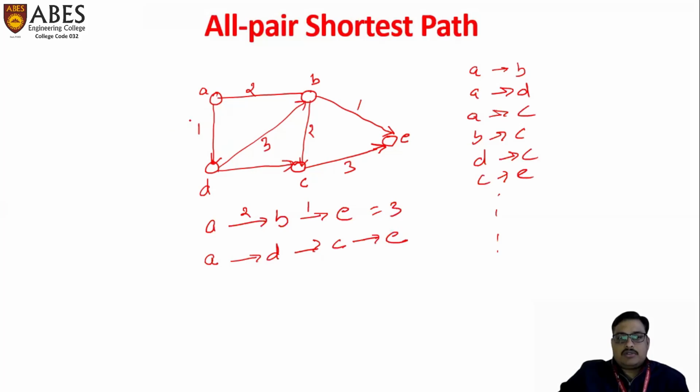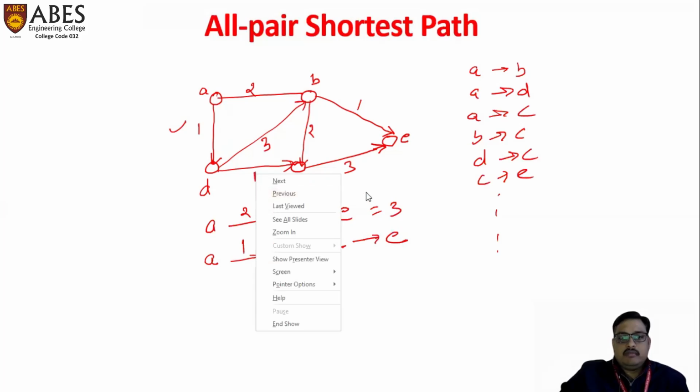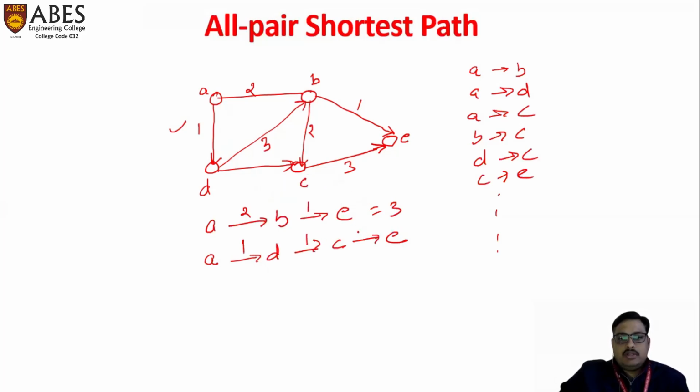Now the cost associated with A to D is 1. D to C, suppose this one is also 1. So D to C is 1 and C to E is 3. So the total cost is 5.